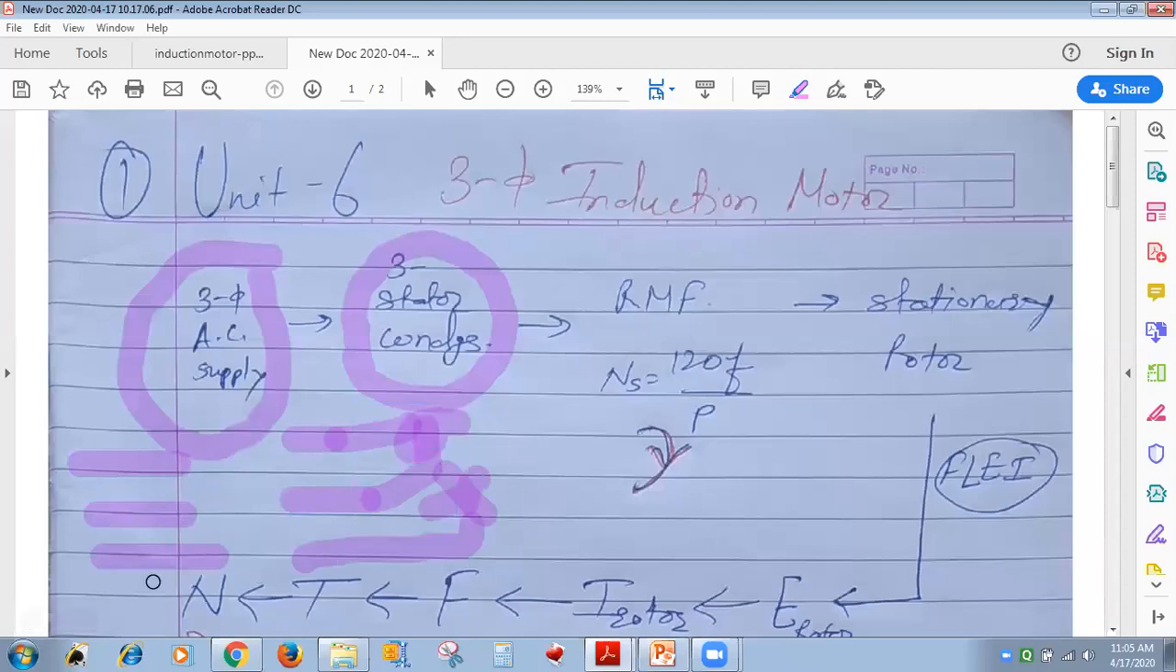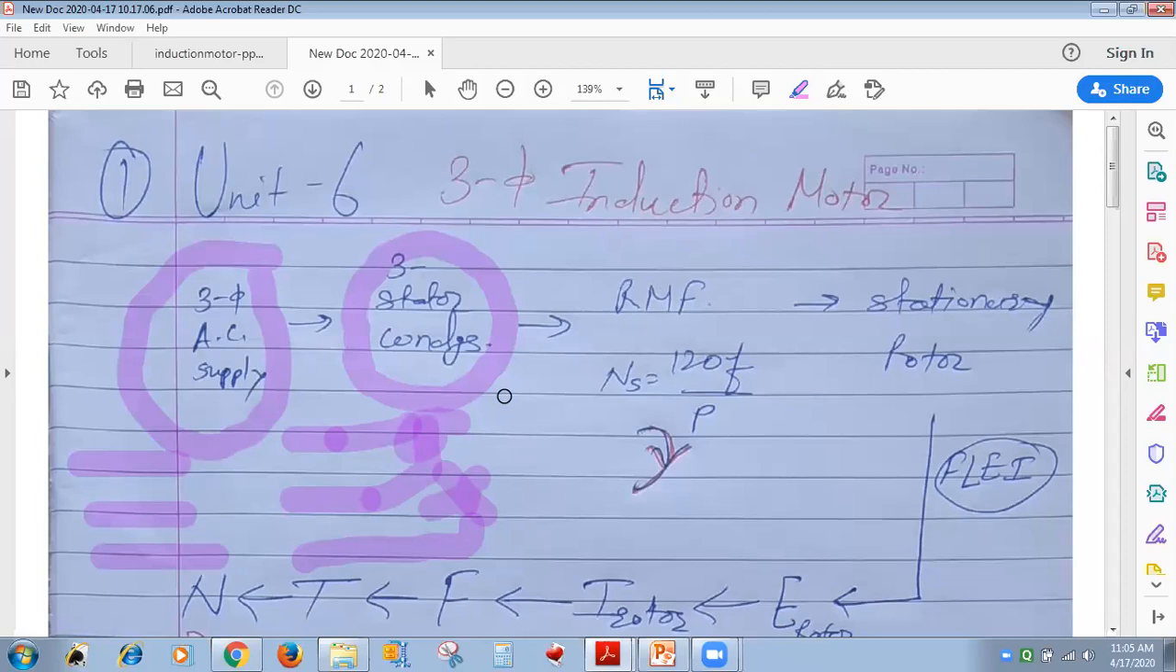So the 3-phase AC supply is connected to a symmetric 3-phase star connected winding. This circuit we have seen in the 4th unit. We know all the parameters: line current, phase current, line voltage, phase voltage. Now is the circuit closed? Yes.